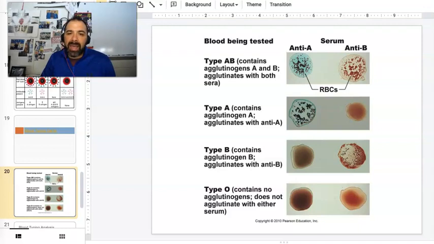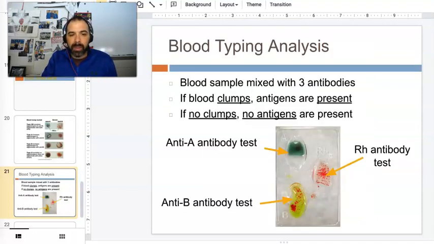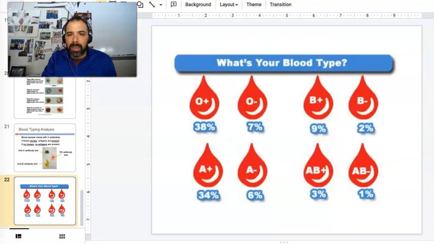So type AB, it'll clump in both. Type A will only clump in anti-A, not in B. Type B contains B antigen, so it'll not clump in A, but clump in B, and then type O has no clumping. So in blood typing analysis, blood samples are mixed with 3 antibodies. If blood clumps, antigens are present. If no clumps, no antigens are present. So there you go. And so what's your blood type?